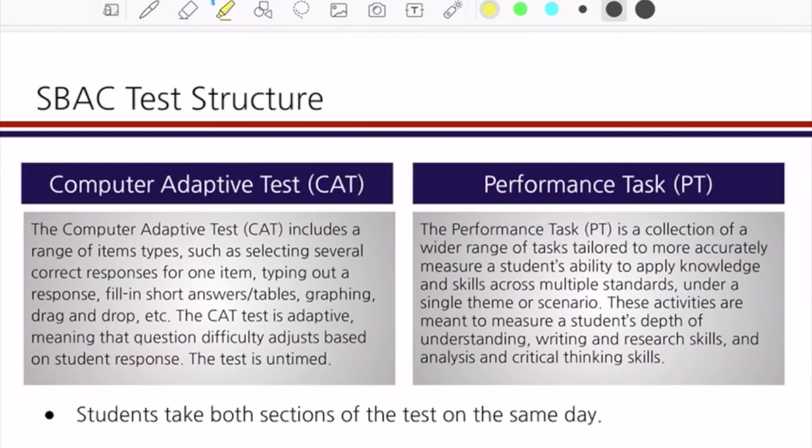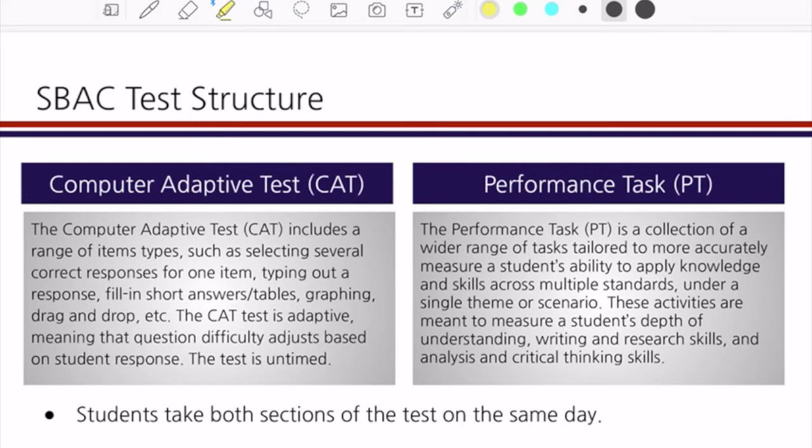The Smarter Balanced math test has two parts. The first one is called the Computer Adaptive Test, or CAT. And so the Computer Adaptive Test is much different than a straight up multiple choice test. It does have multiple choice questions, but it also has a variety of other question types. And so some of those are listed here. Select all that apply, typing out a response, filling in answers on either like a short answer style question, but also filling in tables, creating a graph, drag and drop, problems where you have to click on the picture.